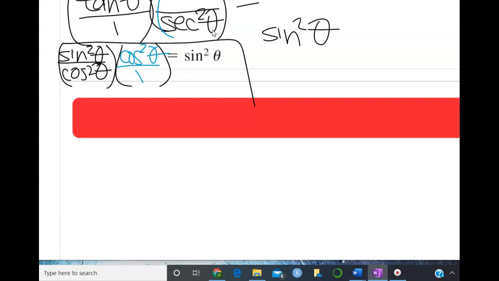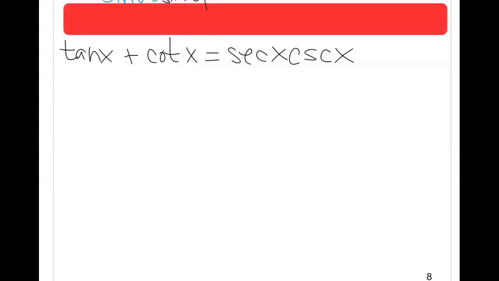So now when we multiply here, we could actually cancel cosine square theta divided by cosine squared theta because they equal 1. They don't disappear, remember, they equal 1. So now I just have sine squared theta, and that is equal to the right side, which is sine squared theta. We're going to do a few more examples because the PowerPoint only had one. I've been adding some, so let's do a few more.